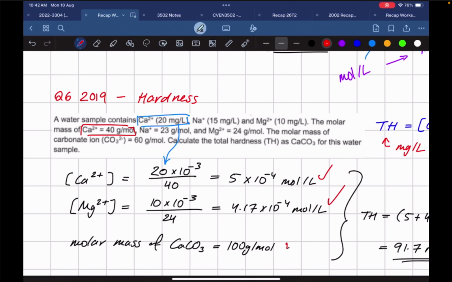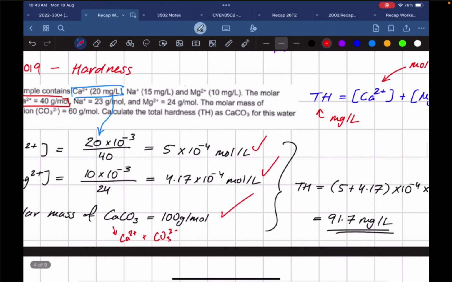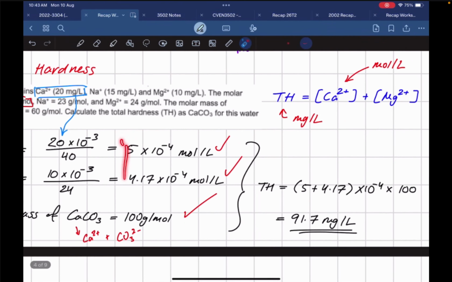They've also given us the molar mass, you've got to figure out the molar mass of calcium carbonate, which is pretty simple because they've given us calcium and carbonate molar masses. So you just add them together, you get 100. Yeah, exactly, 40 plus 60. So you take the molar masses of each of those, and then our total hardness is going to be, you add these together and multiply by 100.